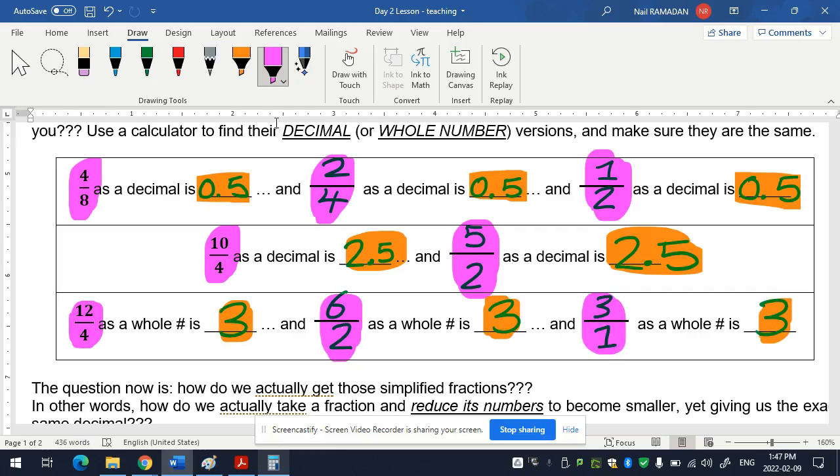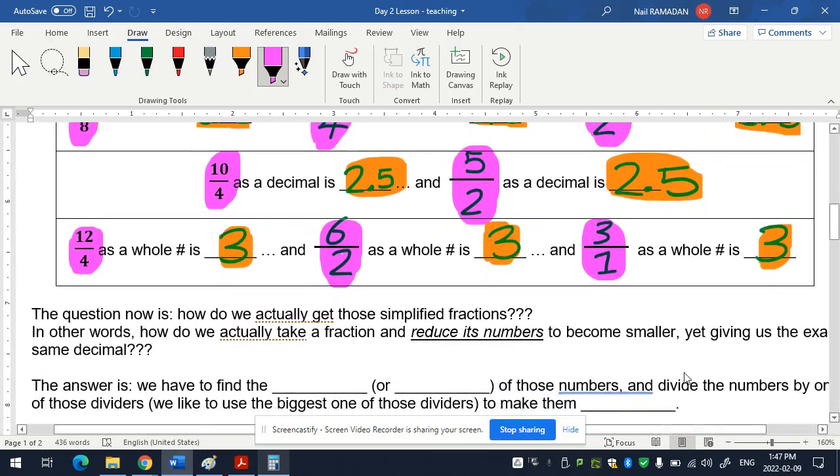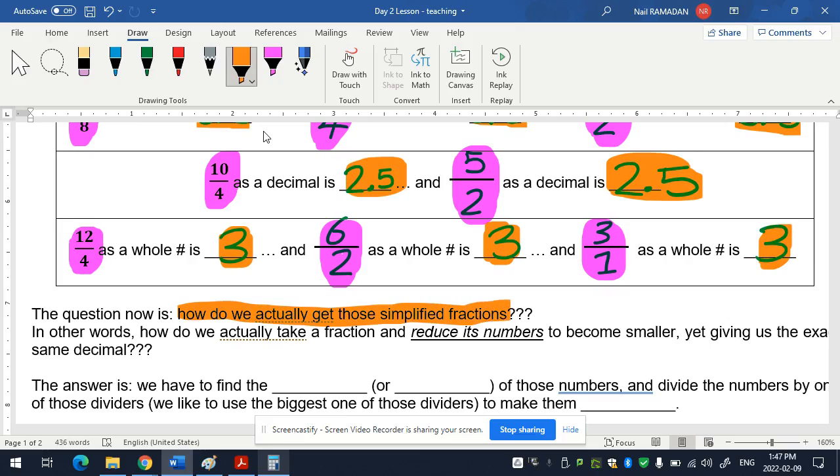The question is, how do you actually create those fractions, the 6 over 2, the 3 over 1 from the 12 over 4? How do you create 5 over 2 from 10 over 4? How do you create 1 over 2 and 2 over 4 from 4 over 8? So the question now is, how do we actually create or get those simplified fractions? In other words, how do we take a fraction, like the original one, and reduce its numbers to become smaller, yet giving the exact same decimal? Because if it doesn't, you've changed the number.